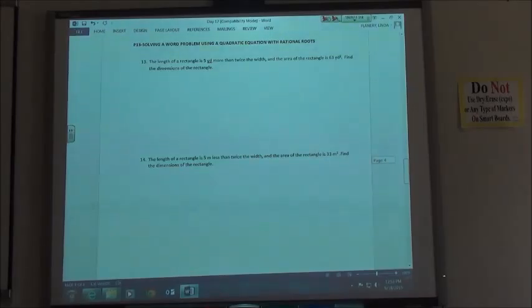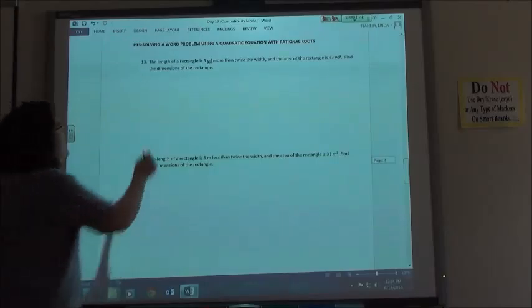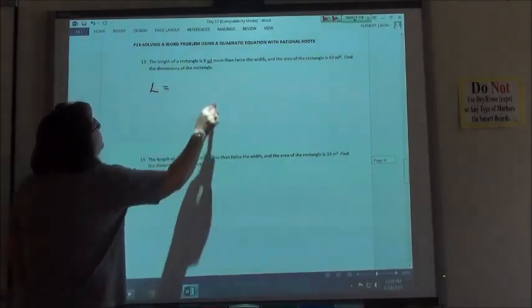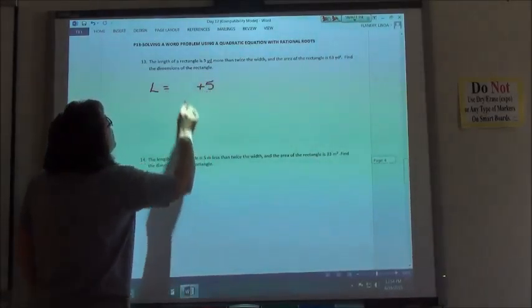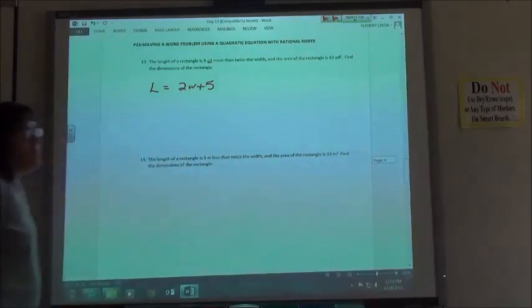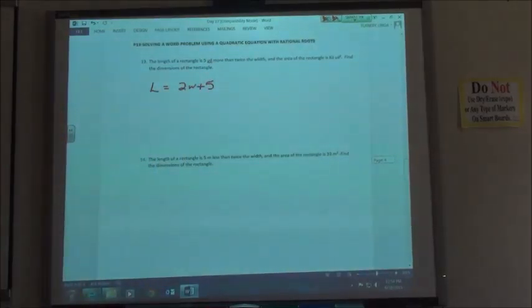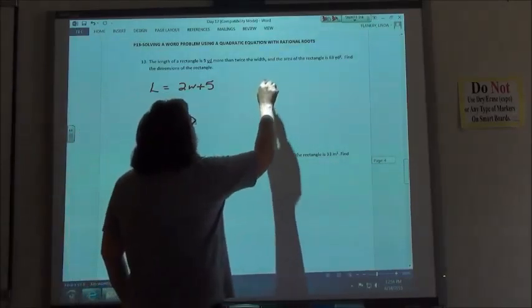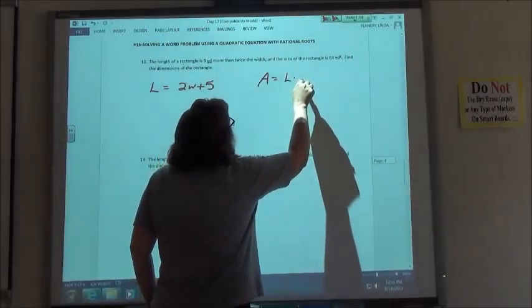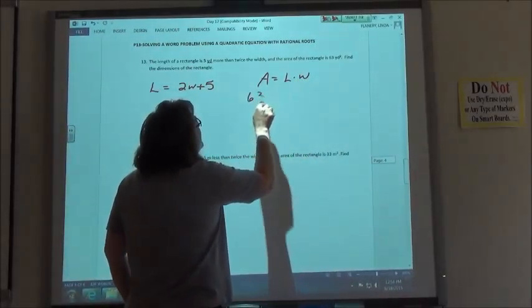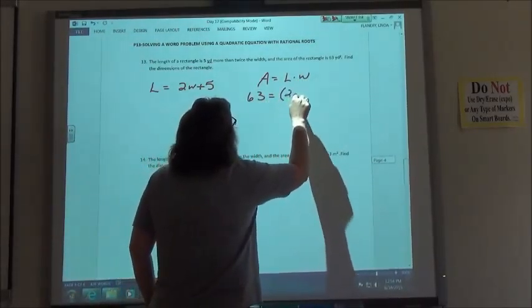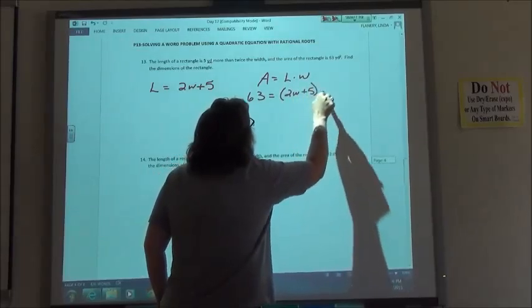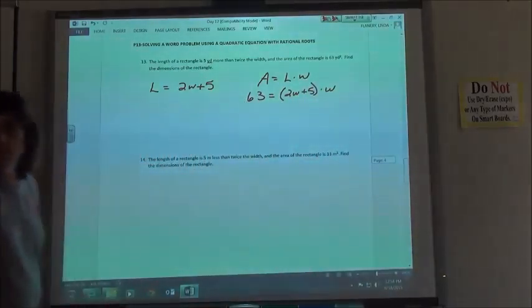It says the length of my rectangle is 5 yards more than twice my width. So L equals 2W plus 5. The area of my rectangle is 63 yards squared. Area equals length times width, so I know that 63 is equal to (2W plus 5) times W.